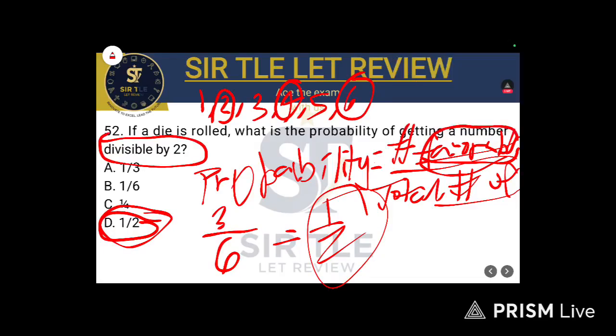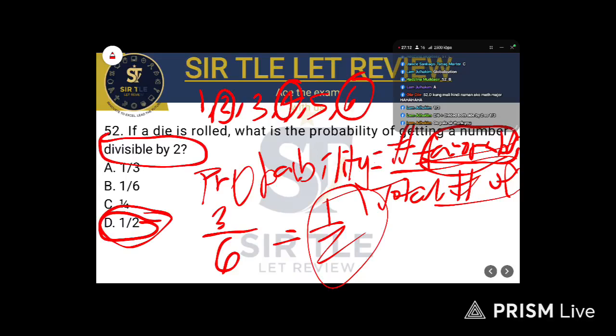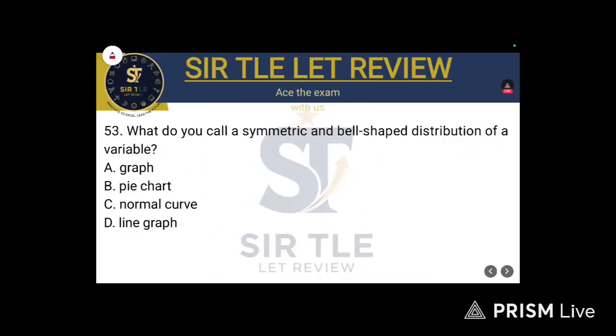The answer for number 52 is letter D, 1/2. Divisible by 2, there are three numbers divisible by 2: 2, 4, and 6. Number of favorable outcomes, 3, over total number of outcomes, that is 6, because a die has 6 sides, and the sides have 1, 2, 3, 4, 5, and 6. Okay ba tayo dyan? No worries, Lem. Nice try. This is still a review, so don't be afraid to make mistakes.